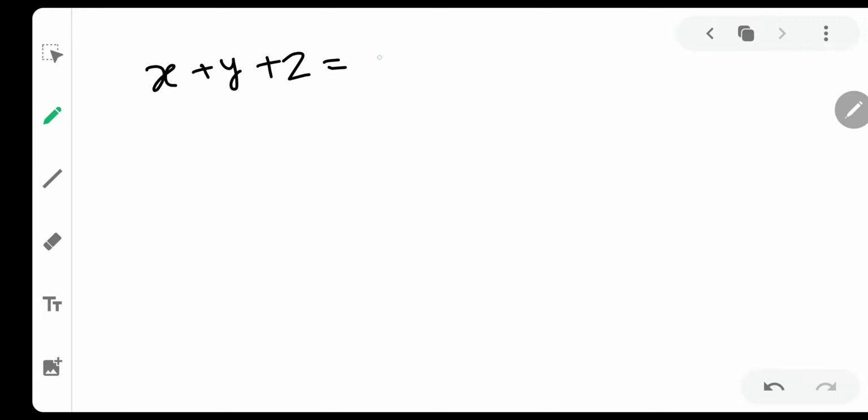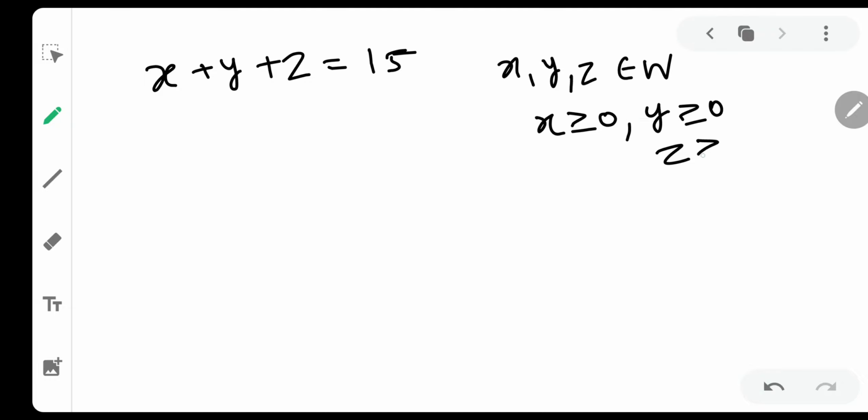x plus y plus z is equal to 15, where x, y, z belong to whole numbers. We have to find the number of solutions, and whole number means x, y, z can be 0, right? It means x greater than or equal to 0, y greater than or equal to 0, z greater than or equal to 0. So very simply, n is equal to 15 and r is equal to 3. One thing you have to remember is that anyone among x, y, z can be 0, which is why I have written whole numbers.